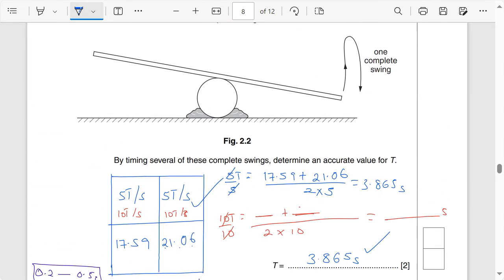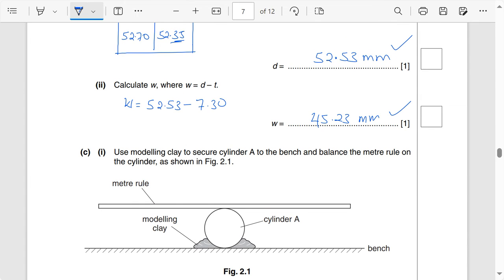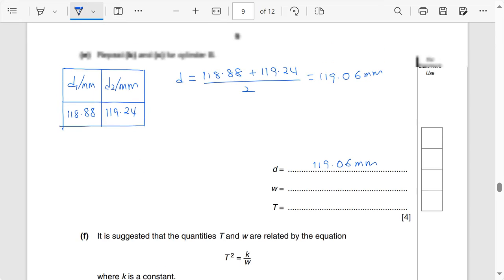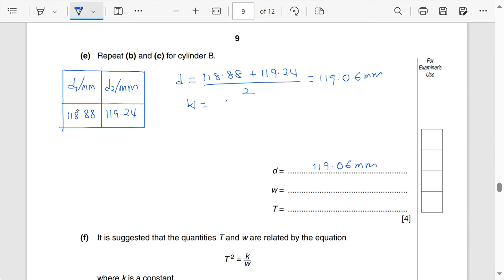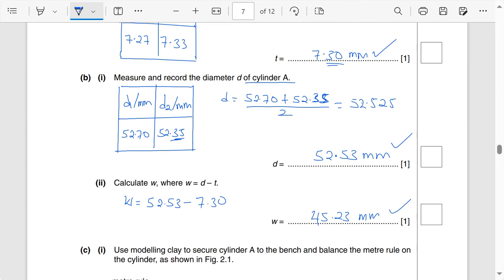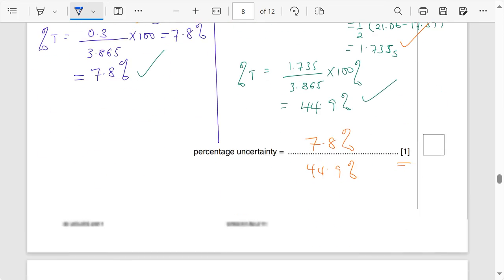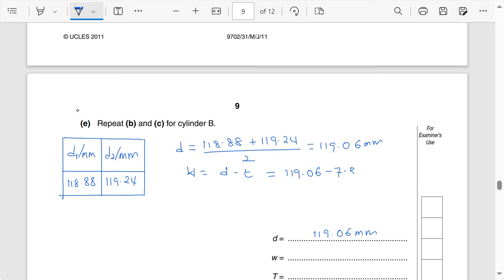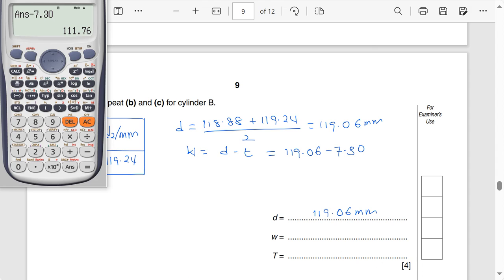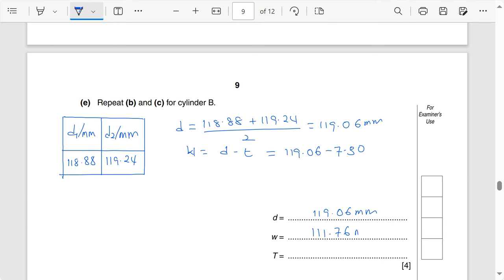What was W? How did we find W in the first part? In the first part, W was D minus T, where T was the thickness of the roller. So we just subtract. We find W. W is D minus T. So D is 119.06 minus t, where small t was the thickness of the roller, which is 7.30. So we subtract 7.30. So that is 111.76 in millimeters. So that is W.